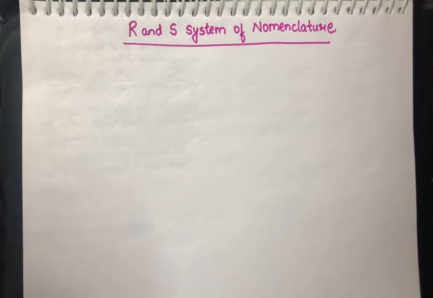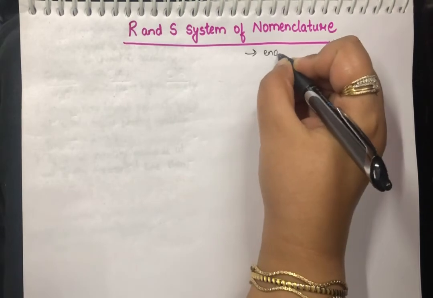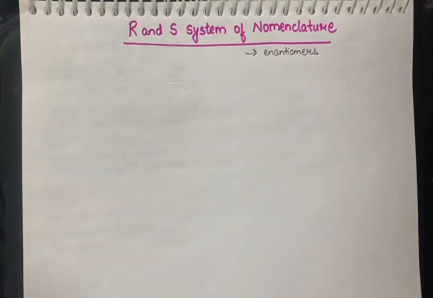Hello students, let's talk about the R&S system of nomenclature in this video. Now what is the R&S convention? This is used to name enantiomers. What are enantiomers? I have already covered that in a previous video. You can go to my channel and see the video.